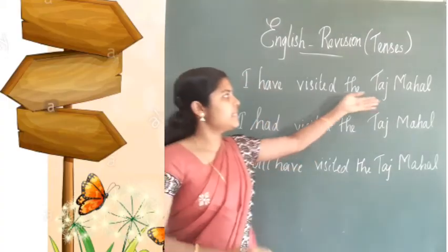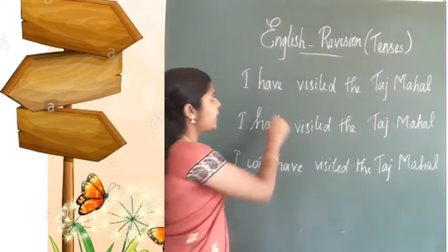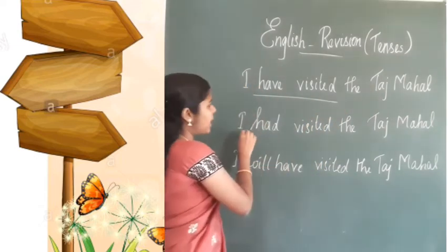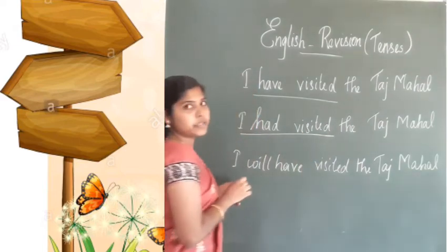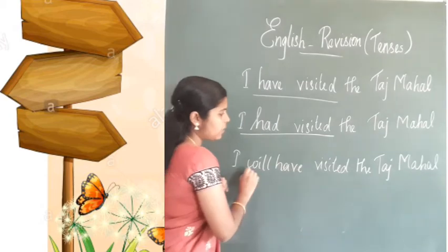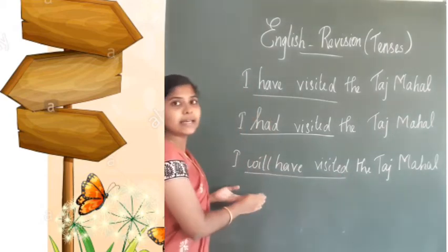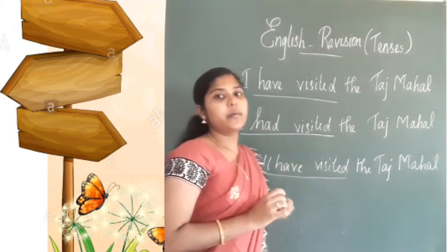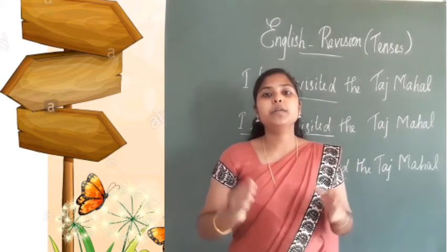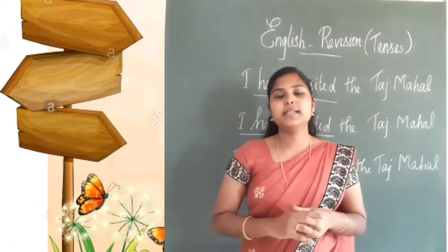I have visited Taj Mahal. I have visited. This is present perfect tense. I had visited Taj Mahal. This is past perfect tense, and I will have visited is indicating future perfect tense. Is that clear? Now come to perfect continuous tense.